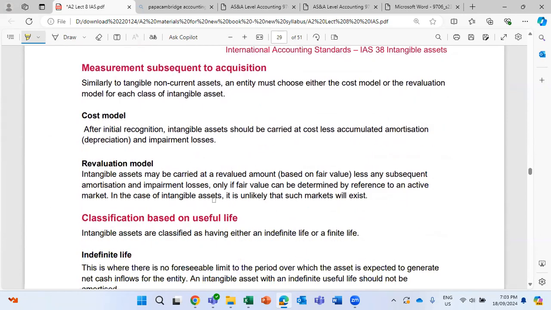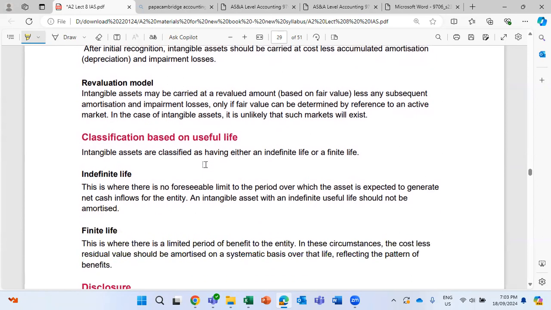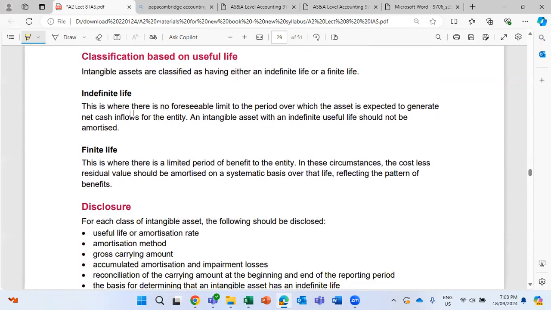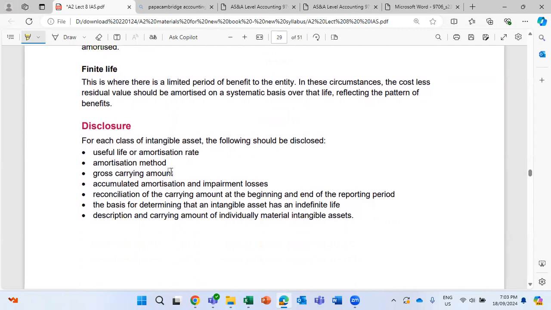The intangible asset also has two models, the cost model and the revaluation model, similar to what I discussed just now in IAS 16. And similar to IAS 16, we also need to look into the life of the intangible asset. For each class of intangible asset, the following should be disclosed.